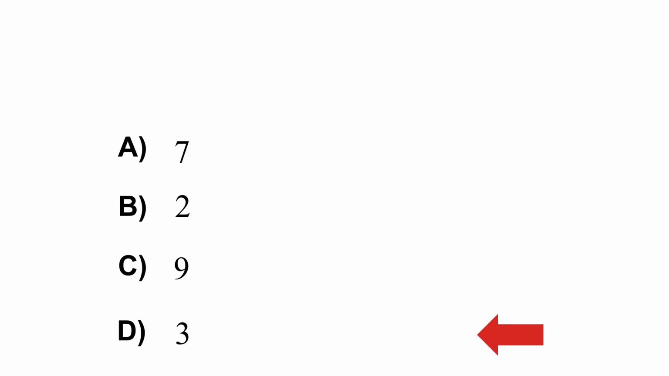Now, which of the following is not a prime number? So I'm sure you know the answer. Is it A 7, or B 2, C 9, D 3? So your answer is, of course, C, right? 9. Okay, so that is the right answer. Very good. Okay, let's proceed to the next one.